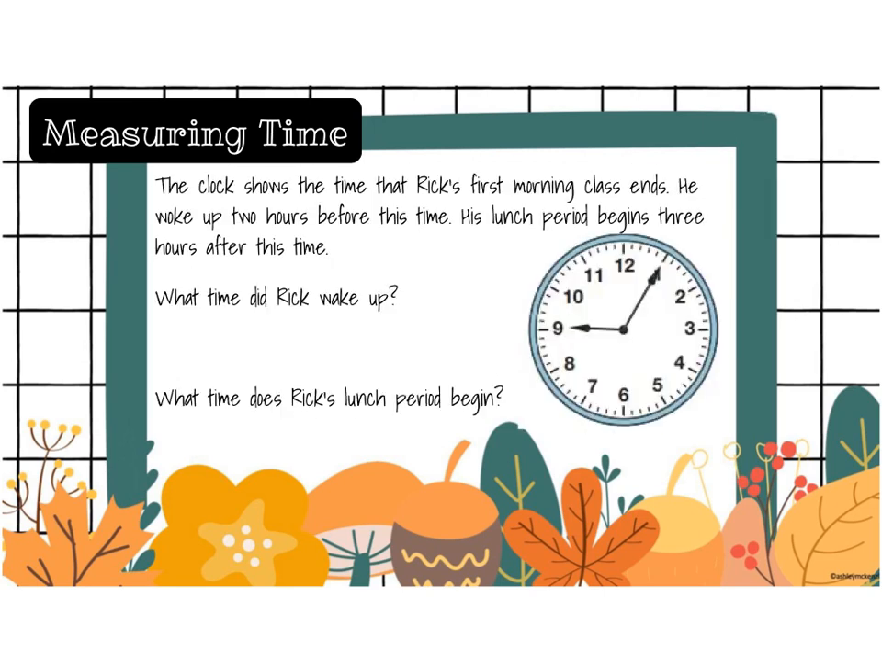Okay? The clock shows the time that Rick's first morning class ends. This is the time that it ends. He woke up 2 hours before this time. His lunch period begins 3 hours after this time. First, we want to know, what time did Rick wake up? If it says he woke up 2 hours before the time given in my clock, where would that put my hour hand? My hour hand is this one right here, pointing at the 9.